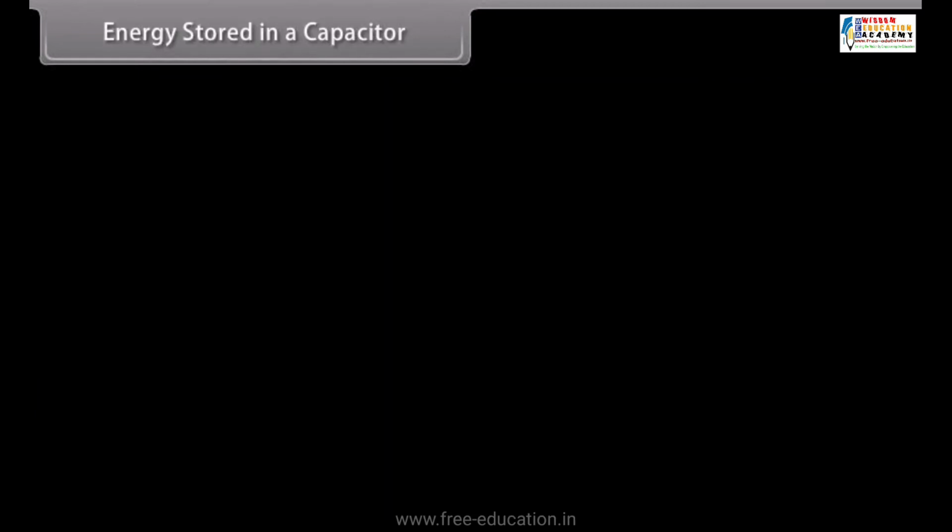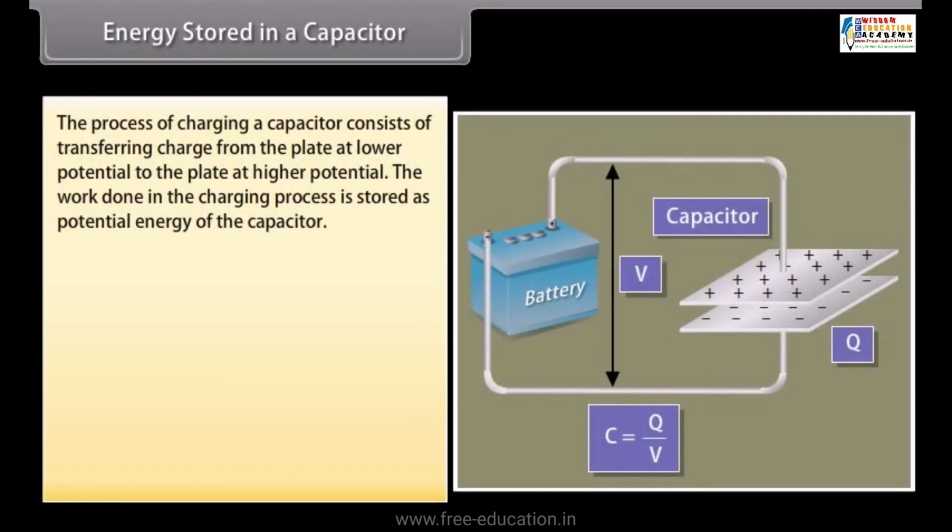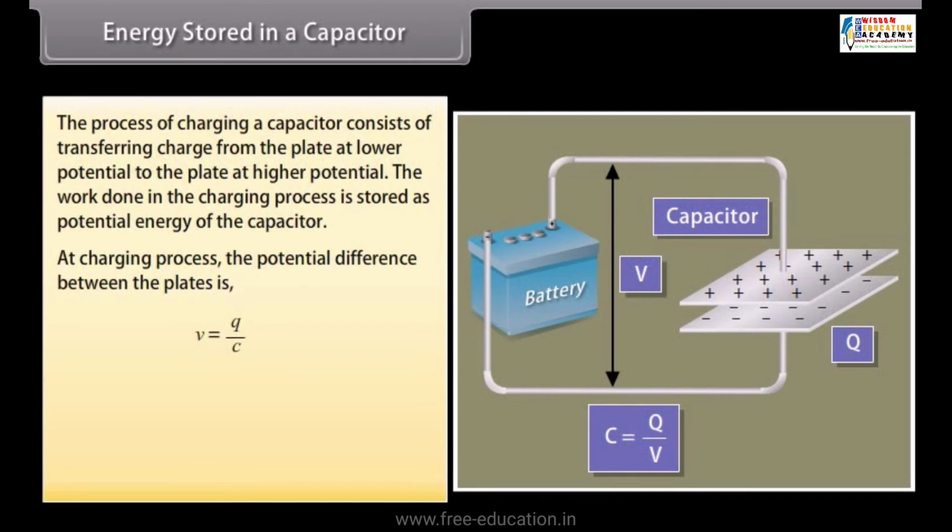Energy stored in a capacitor. The process of charging a capacitor consists of transferring charge from the plate at lower potential to the plate at higher potential. The work done in the charging process is stored as potential energy of the capacitor. At charging process, the potential difference between the plates is V is equal to Q by C.